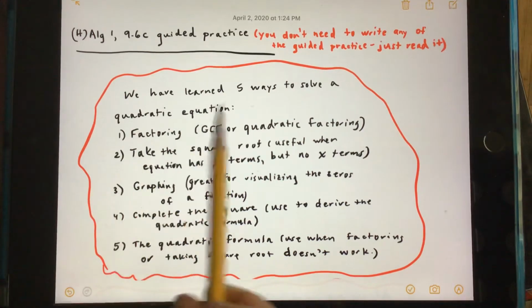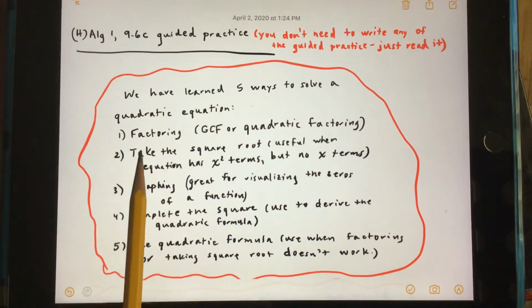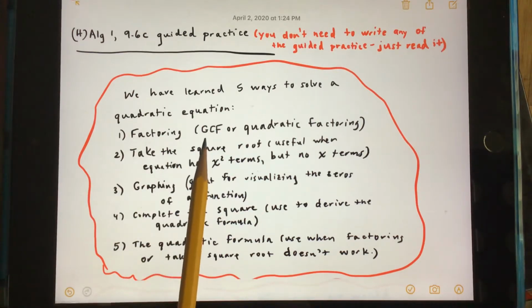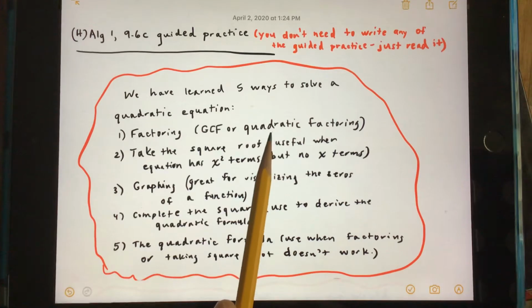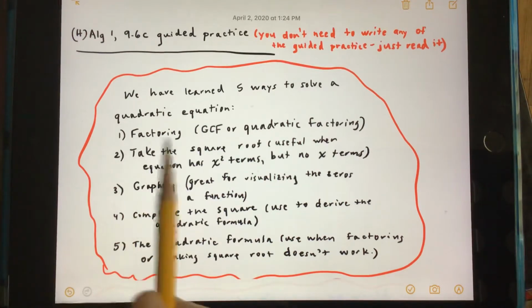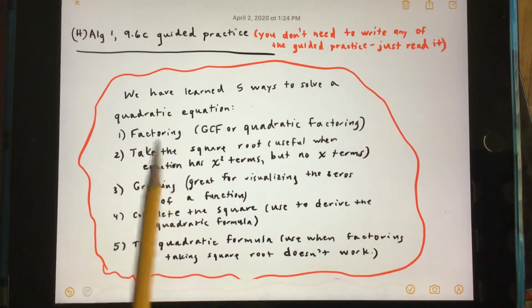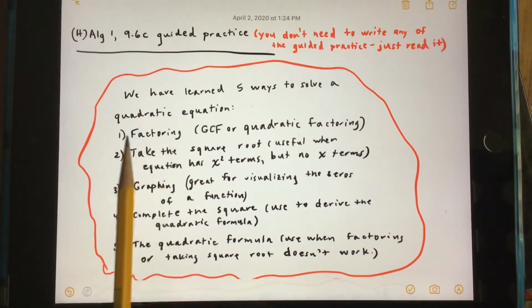So we have learned 5 ways to solve a quadratic equation. We started by learning how to factor our quadratic equations, either using the GCF method or the quadratic factoring methods that we've discussed at length, or both. Sometimes both of those factoring methods work, sometimes only one or the other one works. But that was our first step into solving quadratic equations. So we spent quite a bit of time developing this idea of factoring to solve quadratic equations.